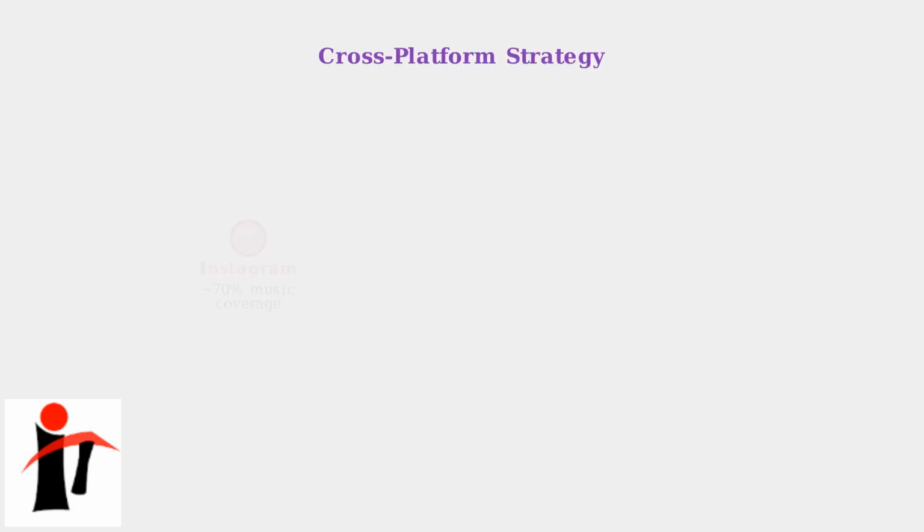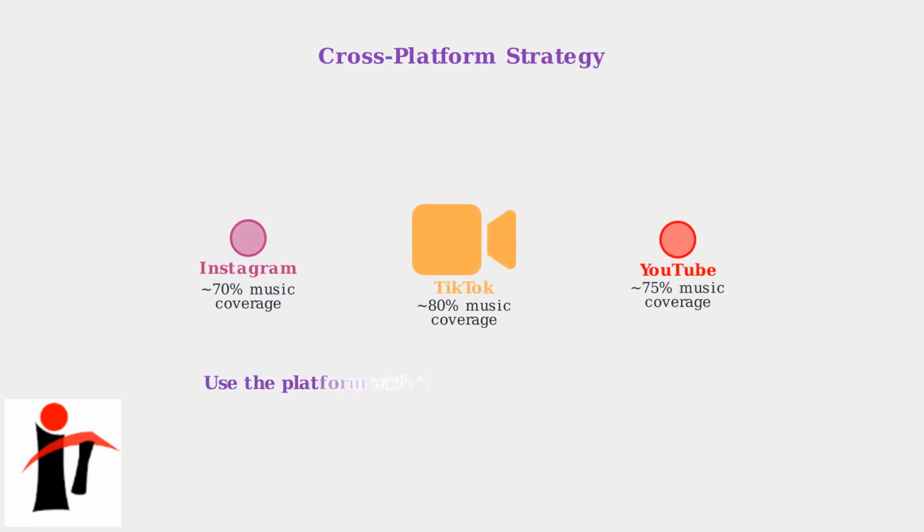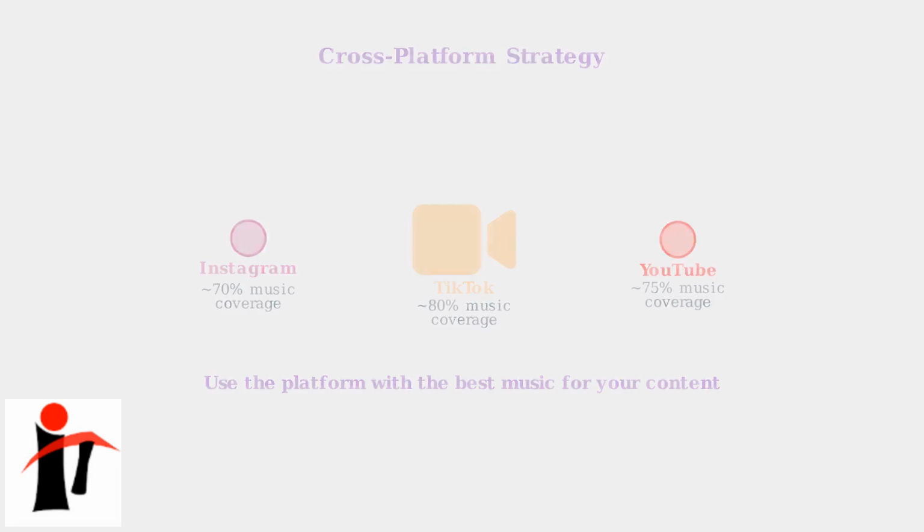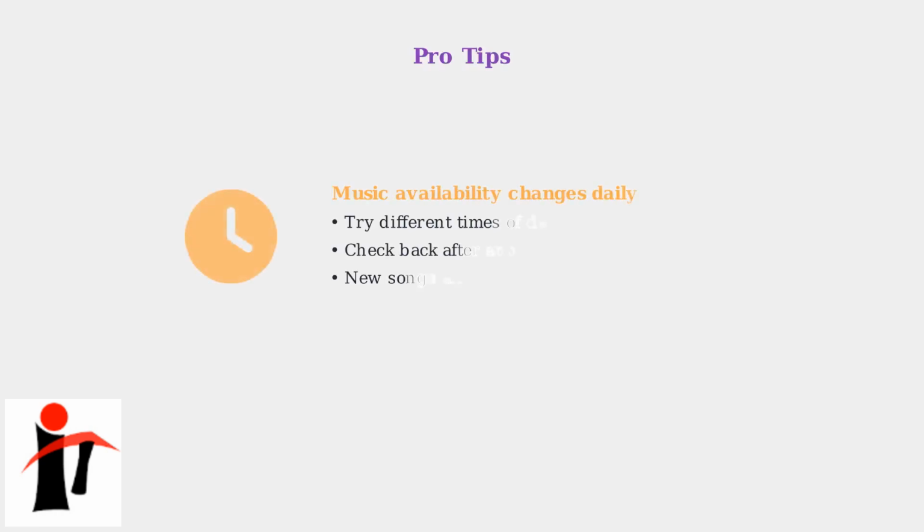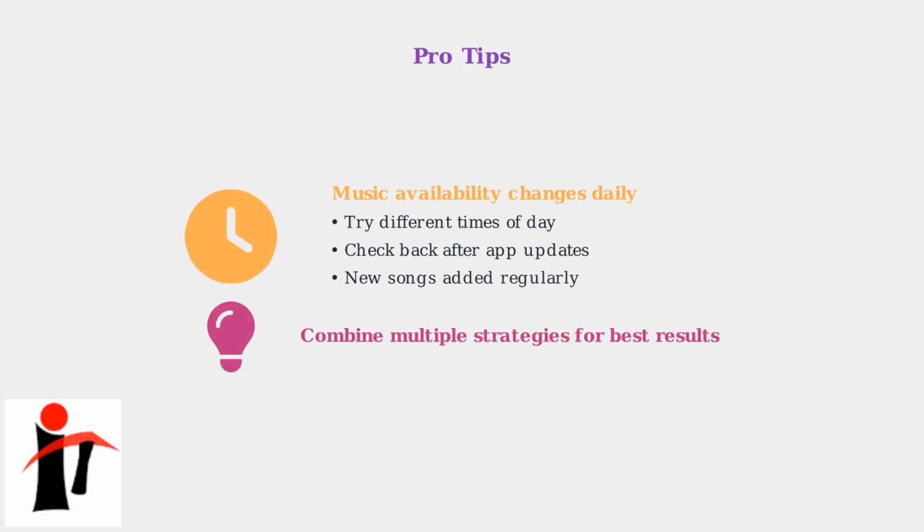As a strategic approach, consider using different platforms for different music needs. TikTok has more comprehensive licensing deals and may have songs that Instagram lacks. You can create content on multiple platforms to maximize your music options. Finally, remember that music availability can change throughout the day due to licensing updates and server synchronization.